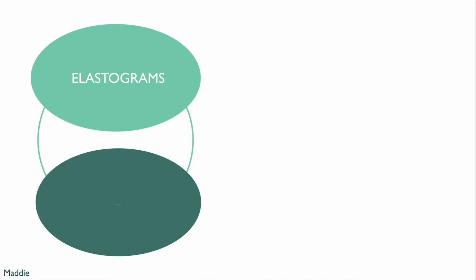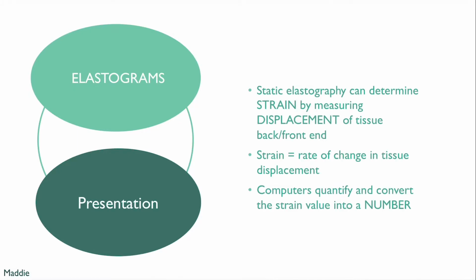Okay, so moving on to elastogram presentation. For both static elastography and dynamic elastography, we can generate elastograms to be viewed on an ultrasound. As mentioned before by Charlene, static elastography measures relative strain. Using static elastography, we can determine the strain by measuring the displacement of an object's front end and back end. That was discussed previously. Computers then quantify the strain values for each depth along a radio frequency line.